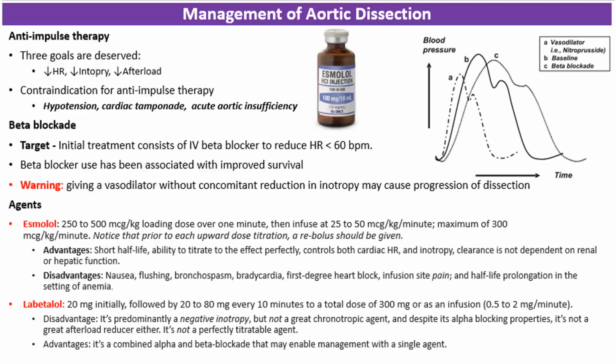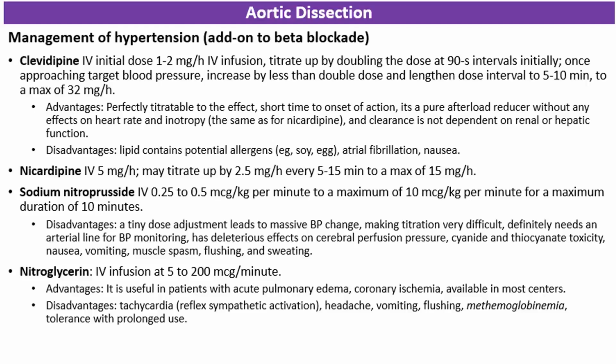For example, labetalol can be given as a bolus or as an infusion. Diltiazem or verapamil are alternatives in patients who cannot tolerate beta blockers. If after beta blockade the systolic blood pressure remains elevated, nitroprusside can be added, if needed, to achieve a systolic blood pressure of 100 to 120 mm mercury.